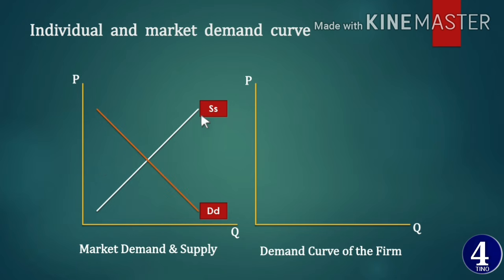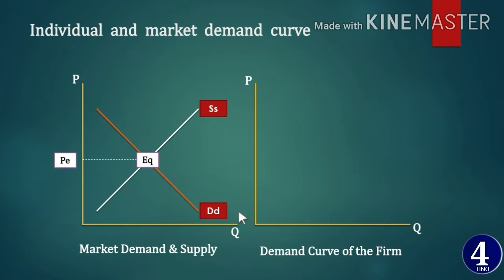Anyways, now the supply and demand of the market intersect each other at this point, and this point is known as an equilibrium. This is the market equilibrium. In this market equilibrium, we can get the market price, which is determined by the market supply and demand curves. Okay, so this is the equilibrium price of the market.